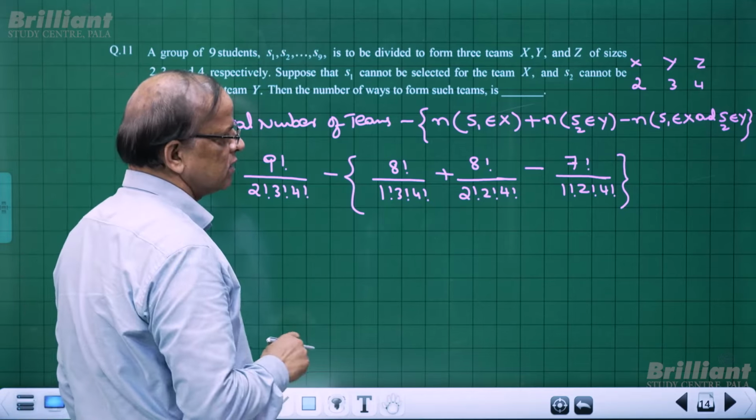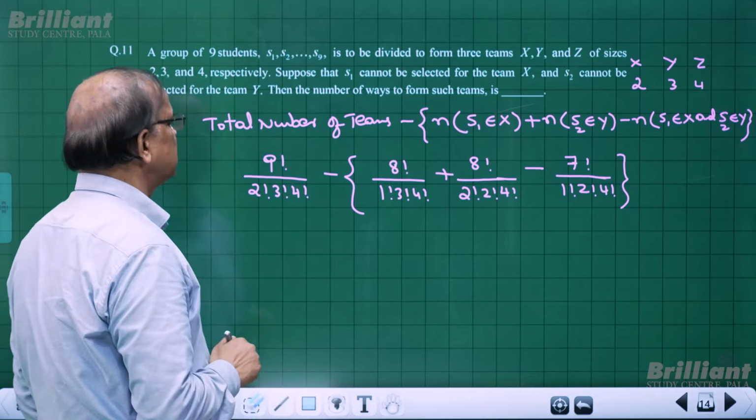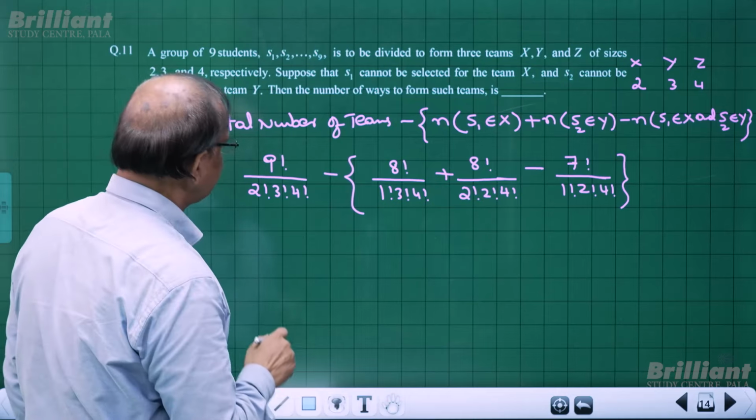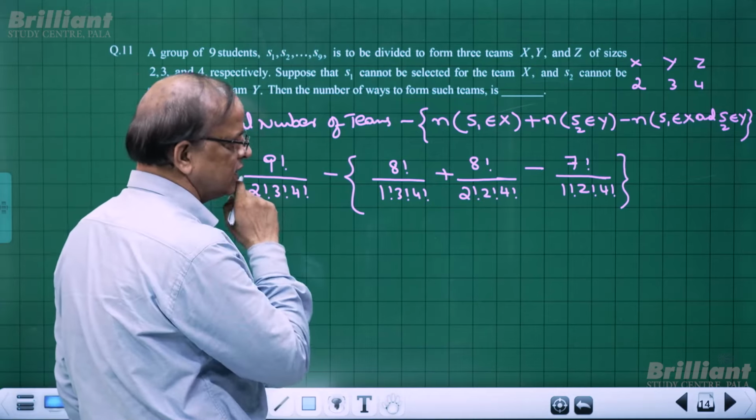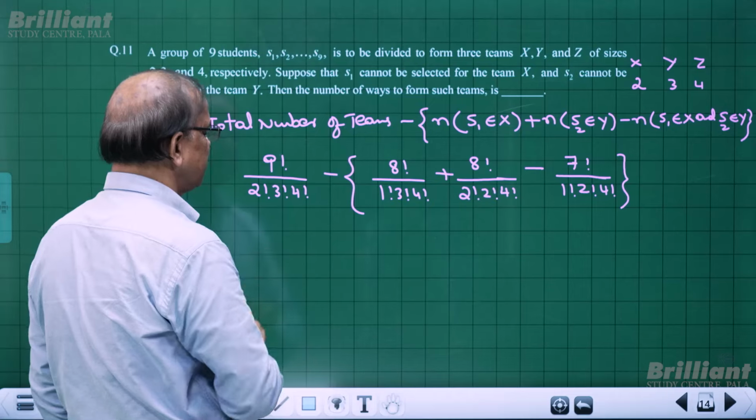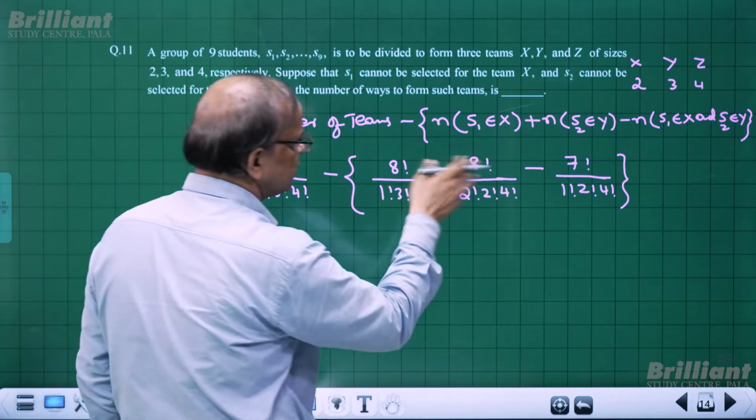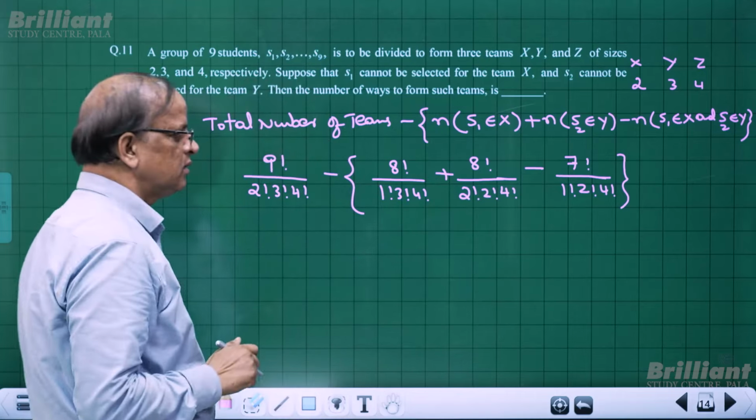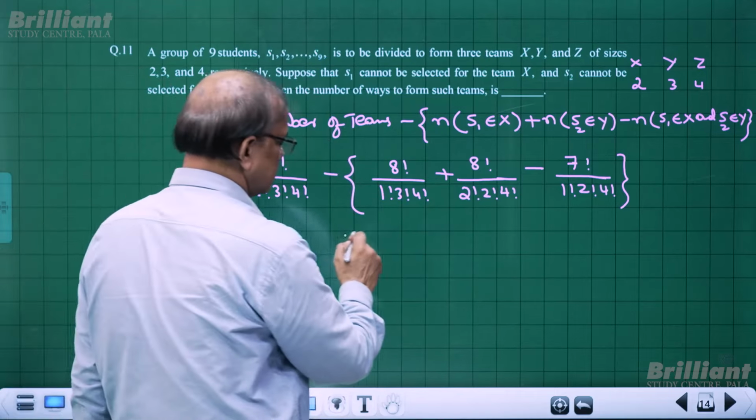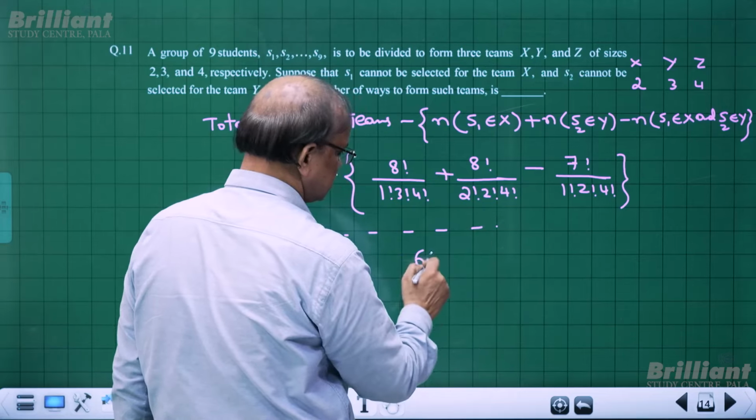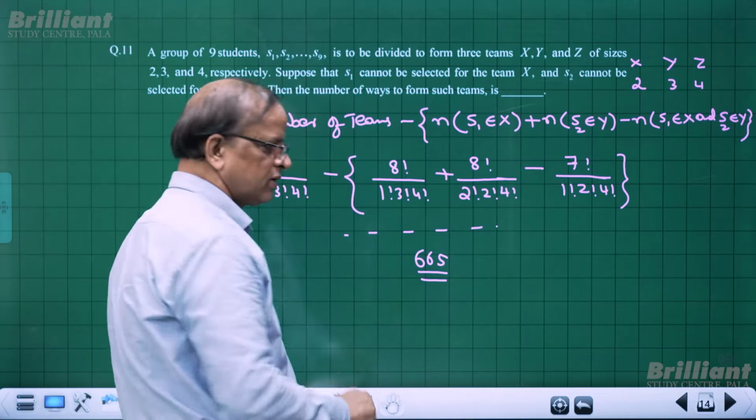So, this is, I think, see this we will see, 8 to 9 factorial. Anything common here, this you can take common, okay. So, 665.